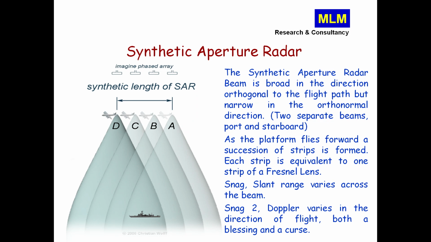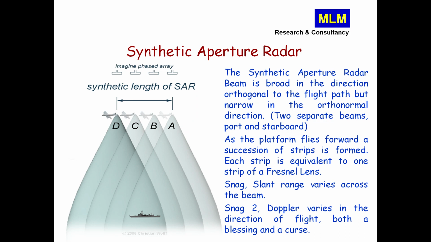What we have here is an aircraft, as we see, flying in that direction. It has an antenna with a broad beam athwart the direction of flight, but narrow in the direction of flight. So, in fact, we've got two separate beams, one to port and one to starboard. So what happens is we get a succession of strips, each strip being equivalent to the strip of a Fresnel lens.